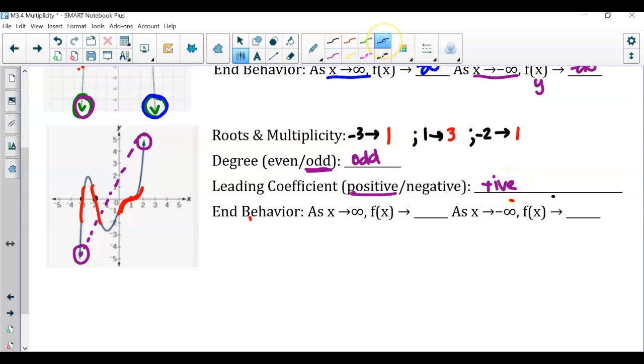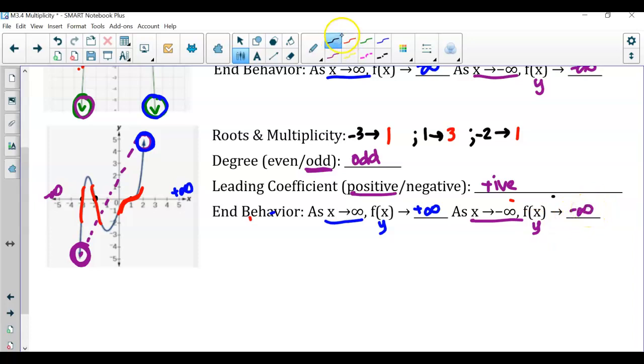Now let's check our end behaviors. So as x's are approaching positive infinity, notice how our graph is going up. So the y values are going up towards positive infinity. Then here, our x values are going towards negative infinity, as we're reading to the left, our graph is going down. So the y values here are going down towards negative infinity.